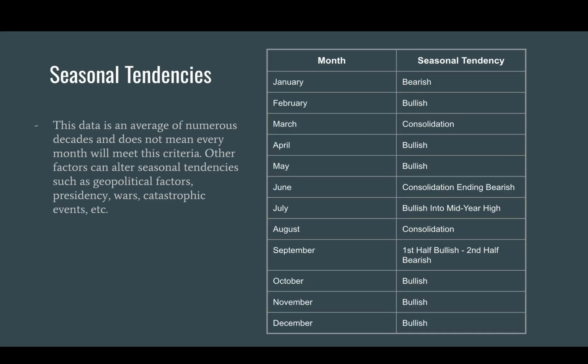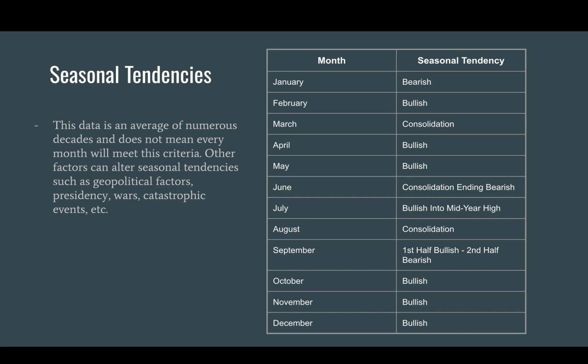Moving on, seasonal tendencies. You want to pause this, screenshot it, save this in your journal. What you're seeing here on the right-hand side of your screen is the seasonal tendencies for each month. Now, it's very important: this data is an average of numerous decades and does not mean every month will meet this criteria.